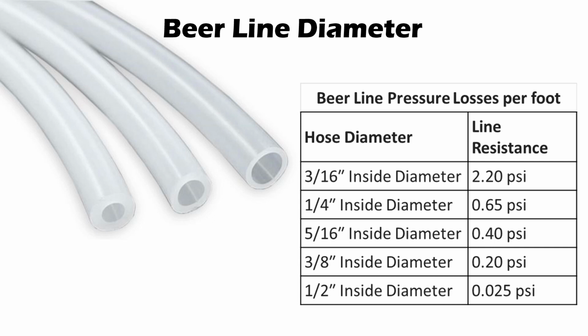Most home draft systems would use 1/4 inch or smaller unless you have a very long run. I suggest starting with 3/16 or 1/4 inch line and adjusting from there if your run is too short or too long in the coming steps. Once you have your beer line resistance in psi per foot, write it down because you're going to need it later.